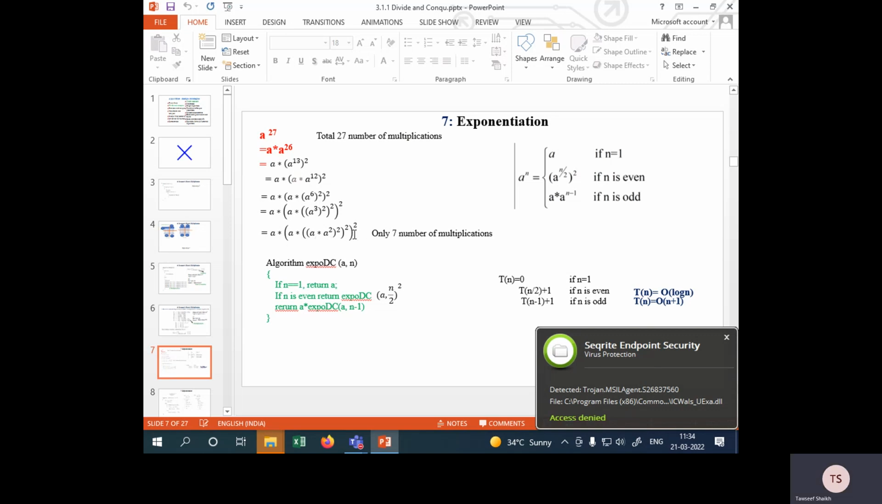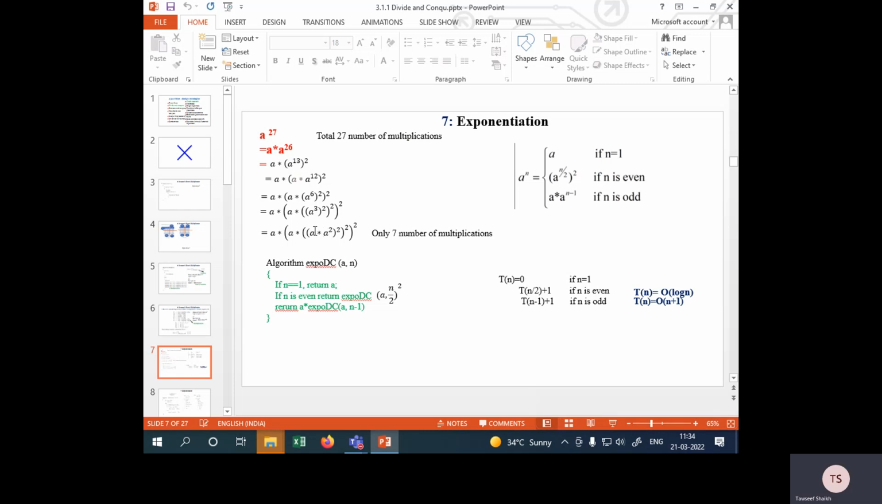And if you count the total number of multiplications needed now: a with a first, since to find the square, means 1; then with this a it becomes 2; then its square becomes 3; then its square becomes 4; with a it becomes 5; its square 6; with a, 7. So I will get the result in only 7 multiplications. That is the beauty of D and C. Okay.